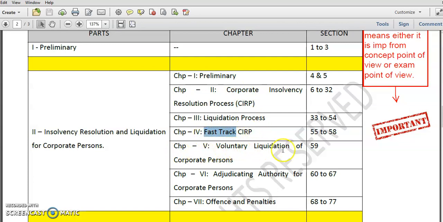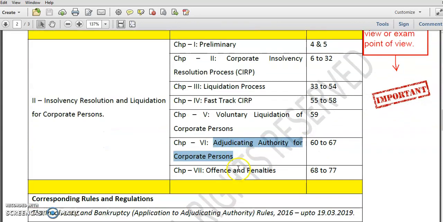Chapter 5, voluntary liquidation of corporate persons, section 59. Then chapter 6, adjudicating authority for corporate persons, sections 60 to 67. Adjudicating authority for corporate persons is NCLT. And chapter 7, offenses and penalties, sections 68 to 77. So Part 2 starts from section 4.